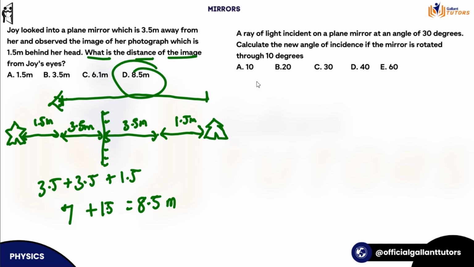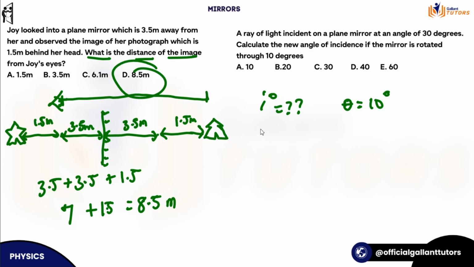Exactly. Okay. A ray of light is incident on a plane mirror at an angle of 30 degrees. I don't need to do any diagram to get this. If you really understand when I was explaining the rotation of a mirror, you should be able to get the answer without thinking twice at all. Now, we've been told to find the new angle of incidence. That was what we were to find, right? And the mirror is rotated through an angle of 10 degrees.